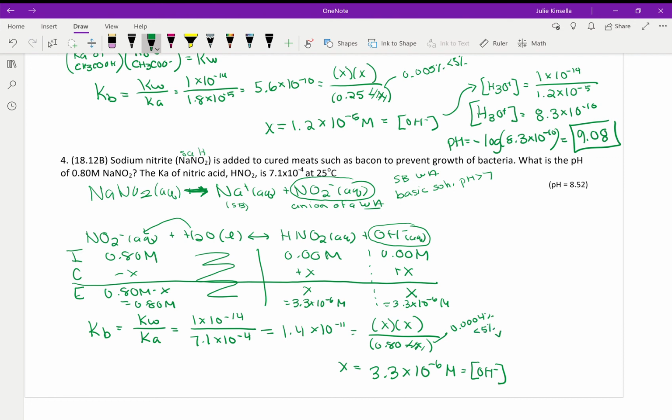All right, and then just to finish up our calculation, if my hydroxide ion concentration is 3.3 times 10 to the negative 6, I'm going to calculate out my hydronium ion concentration, which you should be able to get as 3.0 times 10 to the negative 9. And then your final answer is taking the negative log of that. So you end up with a pH of 8.52, which is what we would expect, something greater than 7 to represent that basic solution.